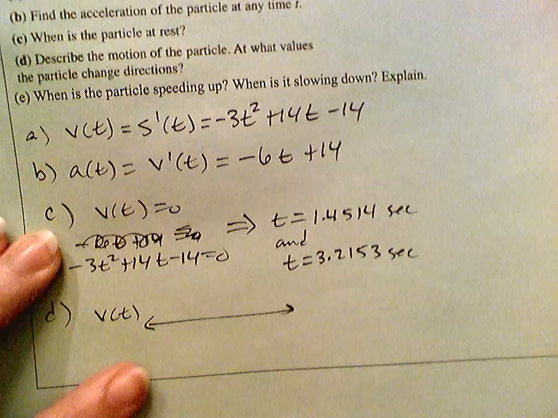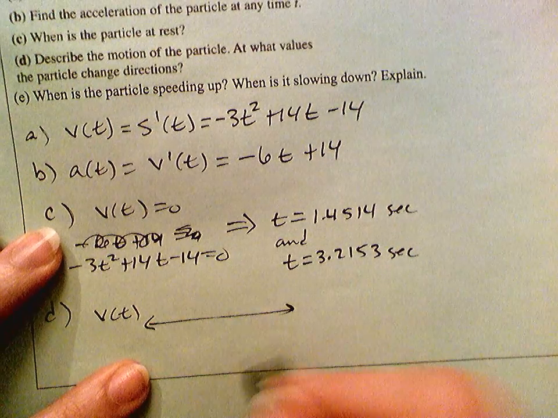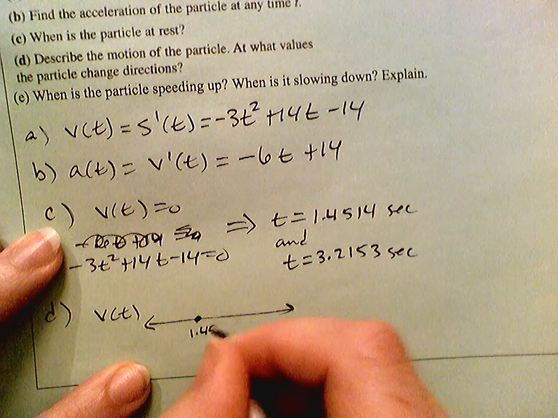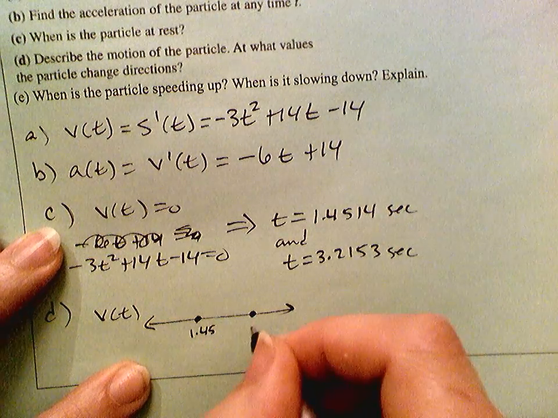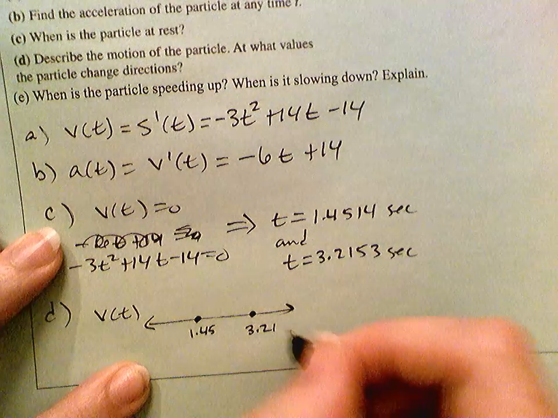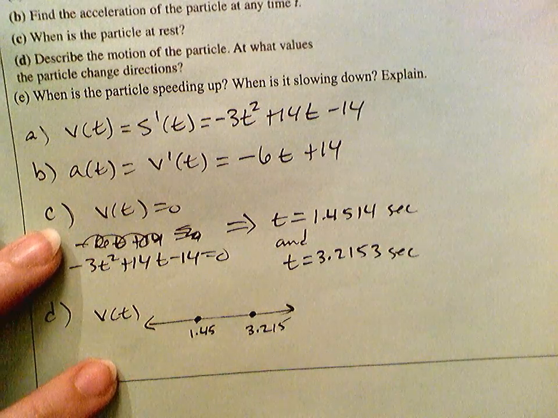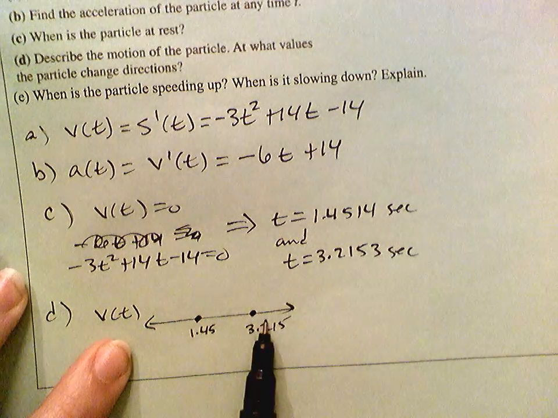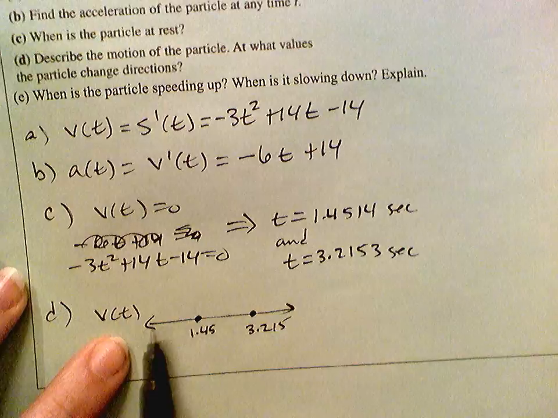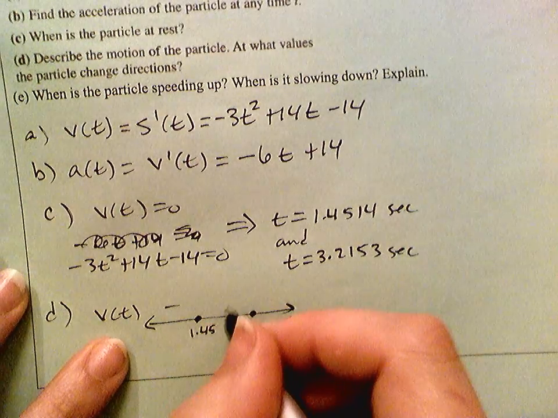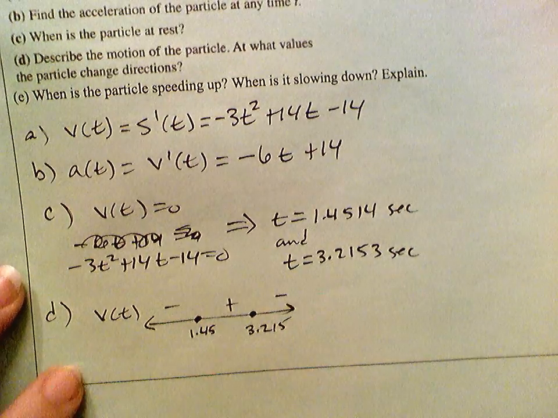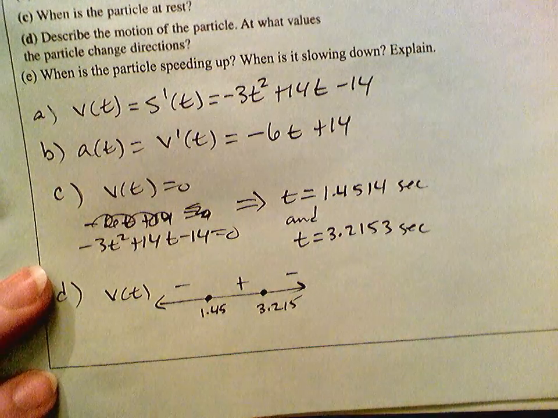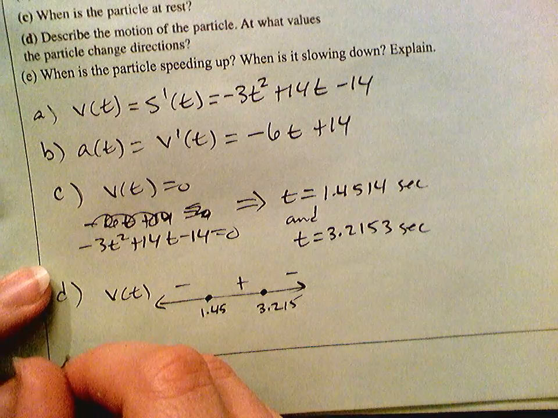So this will be velocity. And right here we've got 1.45. And then right here we've got 3.215. And I want to see where the velocity is positive or negative. I know it's 0 at these, so I've got to see where it's positive or negative. If I plug in numbers to the left, I get negative. Between here, I'll get a positive, and over here, I'll get a negative. So what does this tell me? Well, we don't think of negative time, so I'm going to start my description like this.